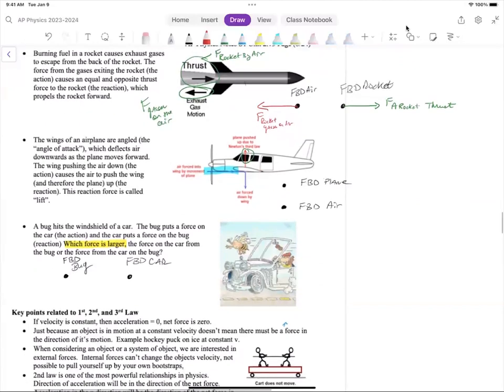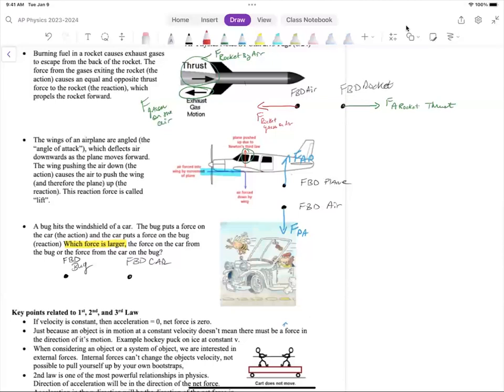How about a plane? We've got the wings of a plane. They're angled. That's considered the angle of attack. The air, which is highlighted in blue here, comes along and hits that angled wing and gets shoved downward. So the bottom of the plane is putting a force on the air. This is the plane on the air. And Newton's third law says, the force of the air on the plane. And therefore we have liftoff.